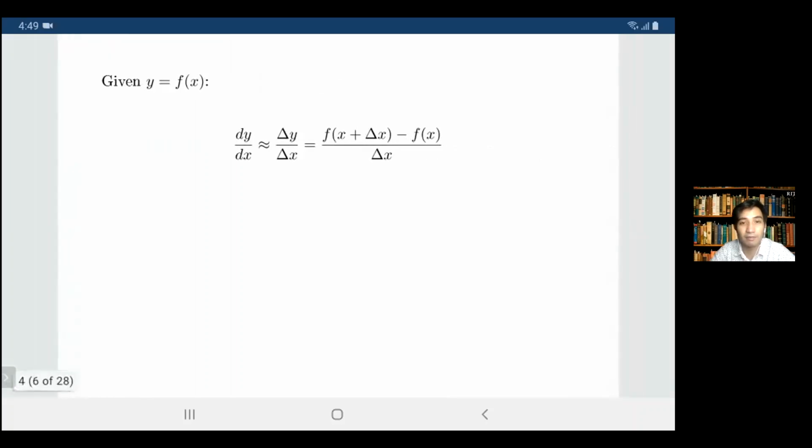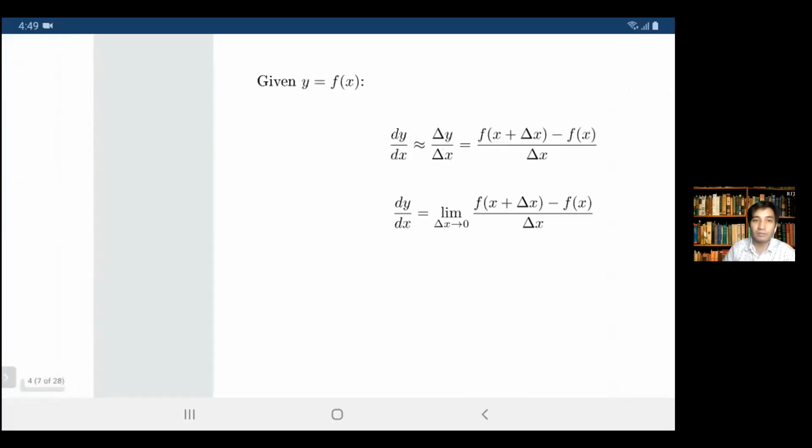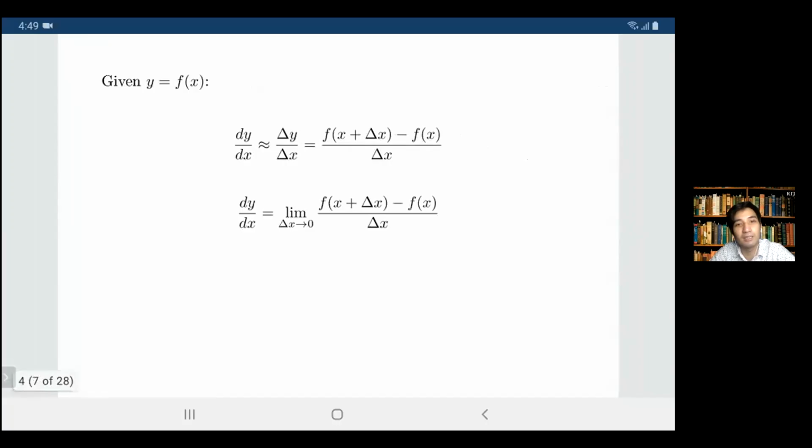So kung matatandaan niyo from Math 21, the delta y here is given by f of x plus delta x minus f of x. Okay? Kung gusto niyo maging equality yan, dy dx, this is equal to the limit of this expression as delta x goes to 0. So ito yung definition ng derivative na alam niyo na from Math 21. Okay?